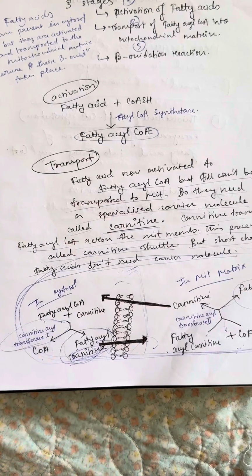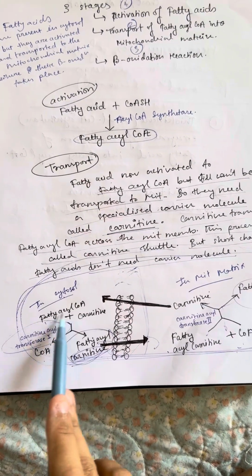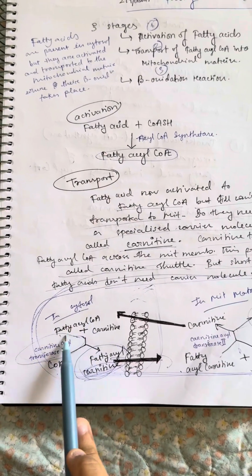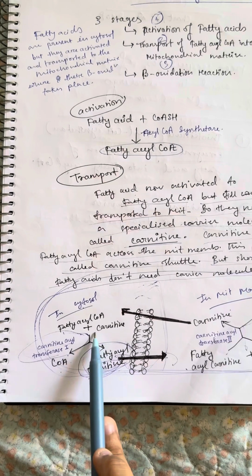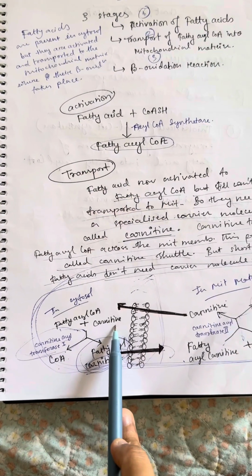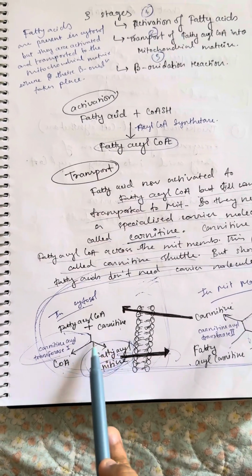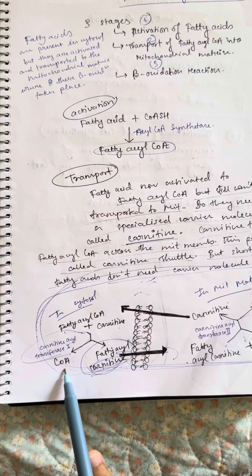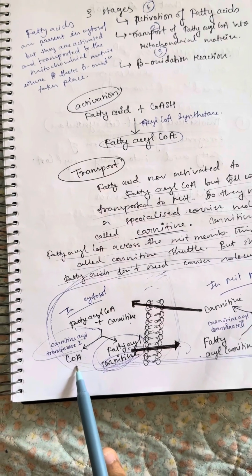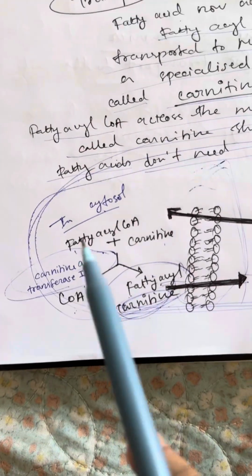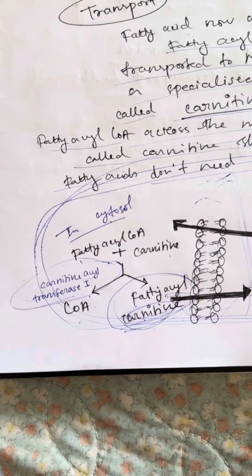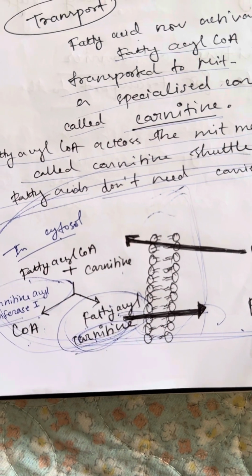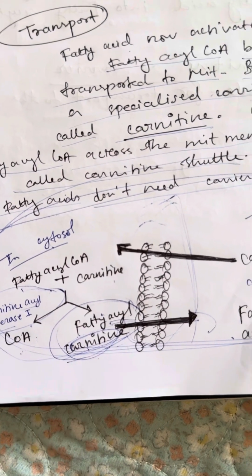Now, what's happening in the cytosol? Remember, we're talking about the transport. In the cytosol, fatty acyl coenzyme A combines with carnitine, the carrier molecule, and gives fatty acyl carnitine along with coenzyme A. And the enzyme responsible is carnitine acyl transferase 1. Fatty acyl carnitine is the combined form of fatty acyl coenzyme A and the carnitine.